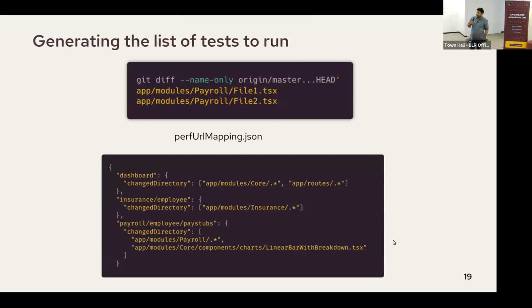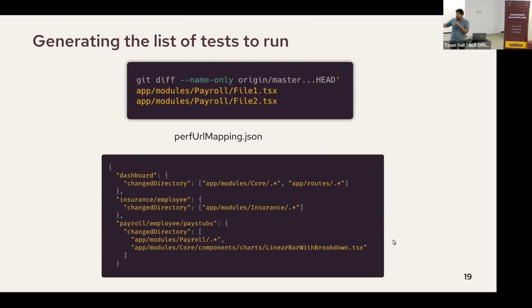Basically, git diff will give you the list of files which are changed in this PR. So for example, I raised a PR in which, in the payroll module, I changed two files: file 1 and file 2. And this is a very small list of configs. So here, if you see, there are only three URLs. One is dashboard, another one is insurance, and another one is payroll.